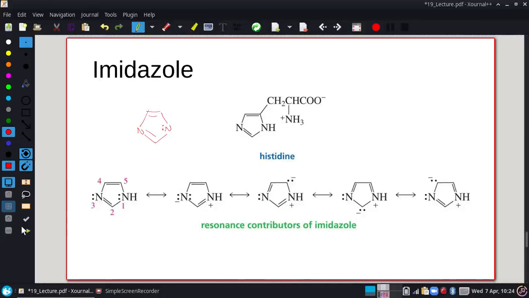Histidine is one of our amino acids, a very common one, obviously. It actually has this imidazole ring in it. Now, something that makes this imidazole very unique among all these heteroatoms is that it's acidic and basic. Obviously not simultaneously, but the two nitrogens behave totally different.